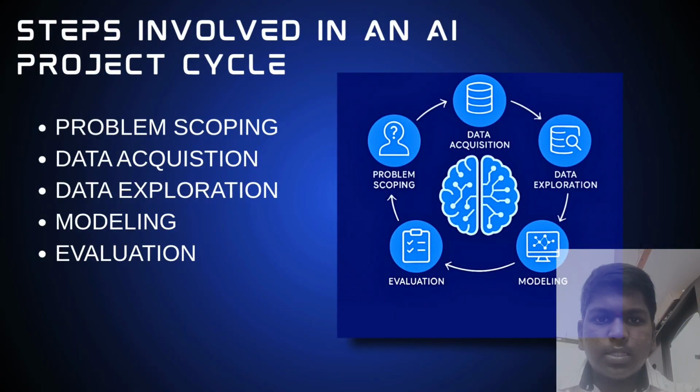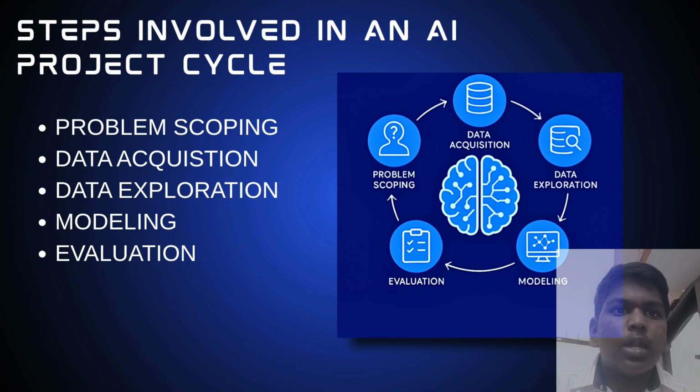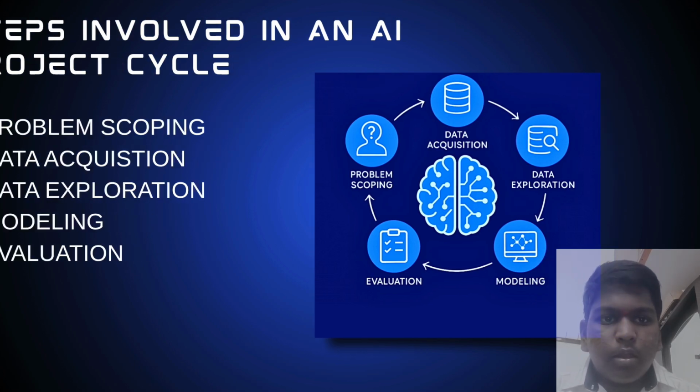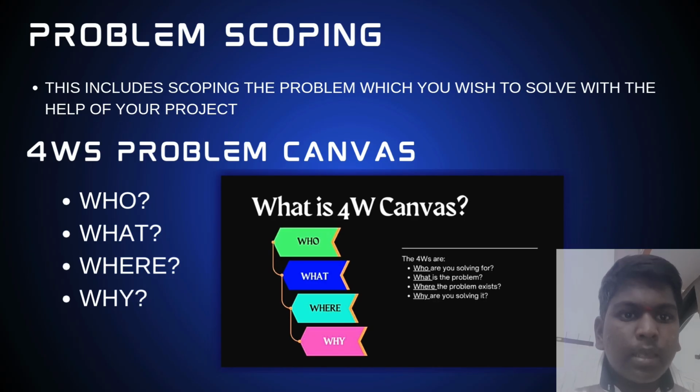There are many steps involved in the AI project cycle. They are problem scoping, data acquisition, data exploration, modeling, and evaluation. Now, if we take problem scoping, it just gives a solution for the problem which you're having regarding the project.